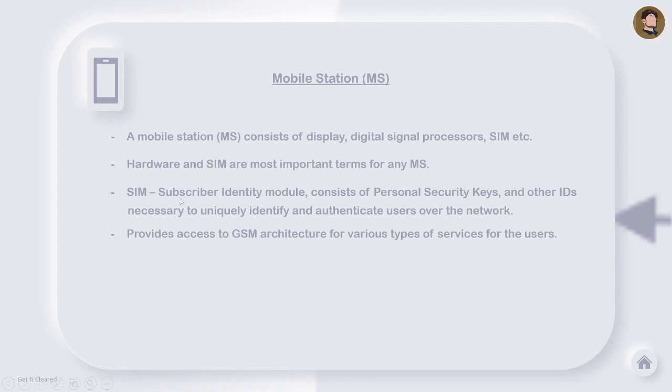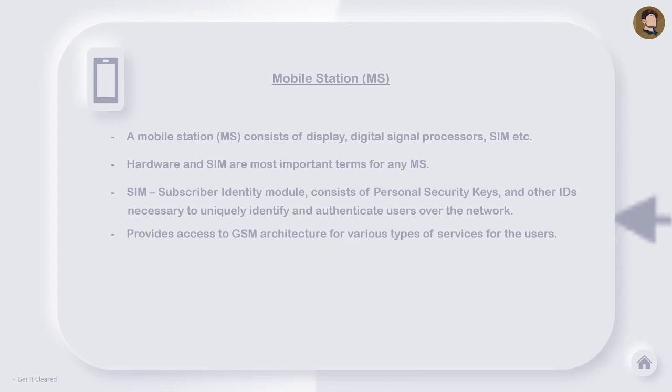Why is the SIM card important? Because SIM stands for subscriber identity module, and it consists of various personal security keys and other IDs necessary to uniquely identify and authenticate users over the network. In this GSM architecture, we'll talk about a component called the AUC, the authentication center. It actually authenticates you when you buy a new SIM card.